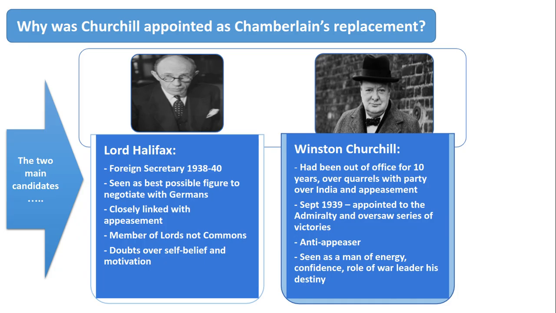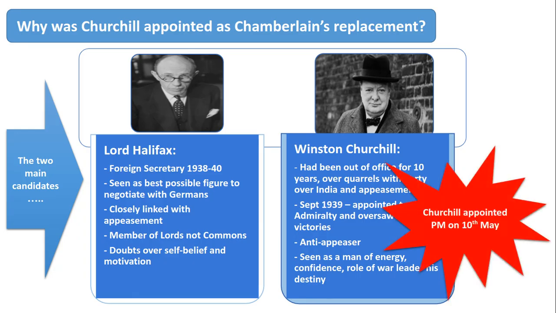But two key things. He had been right about Hitler, and he was an anti-appeaser, and appeasement wasn't what we wanted at this time. And also, he was seen as a man of energy and confidence. He seemed basically the antithesis of Chamberlain, the very opposite. He wasn't going to be someone who would roll over and just take it. And ultimately, he was appointed Prime Minister in May of 1940.